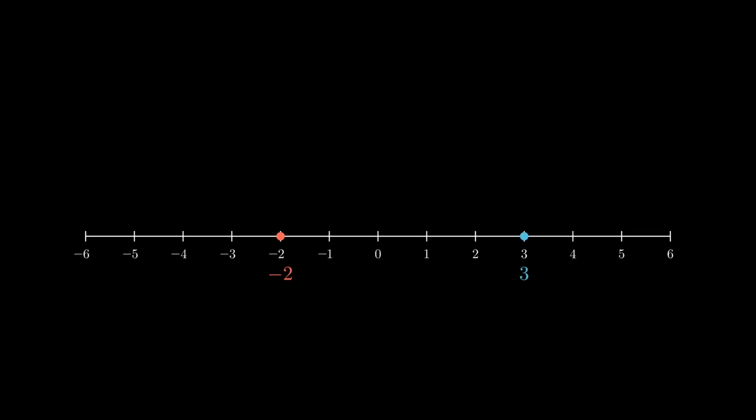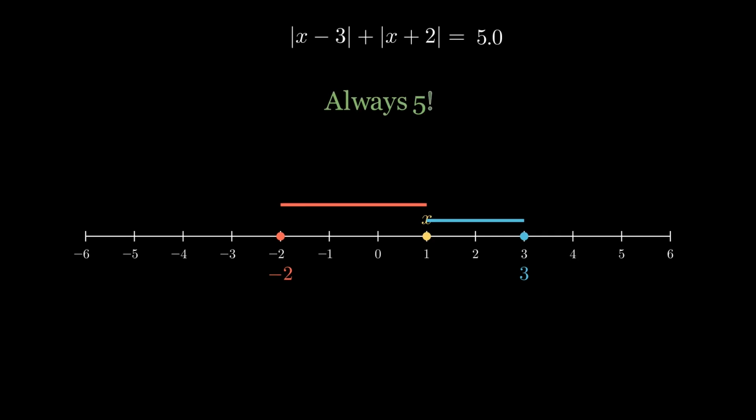Absolute value simply measures distance. The blue segment is the distance from x to 3. The red segment is the distance from x to minus 2. Watch what happens as the point moves. As long as it stays between the two fixed points, the total distance never changes. It's always 5.